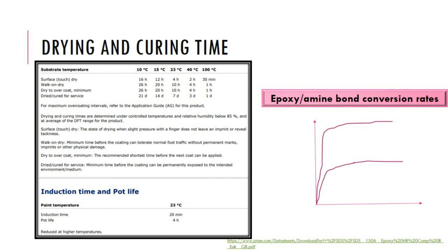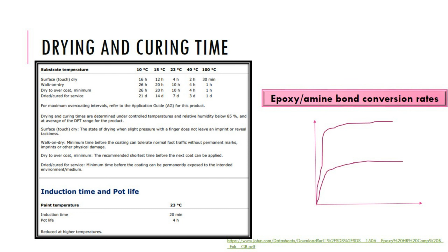Further, these temperatures are also dependent on the conversion rates that I talked about in the first video. Please do check out the video link that I have posted here. So the conversion rates will determine how fast or slow this curing will occur. If you consider the lower temperatures, the conversion rates are lower. At high temperature, the conversion rates are higher. These conversion rates will also determine the induction time and pot life.